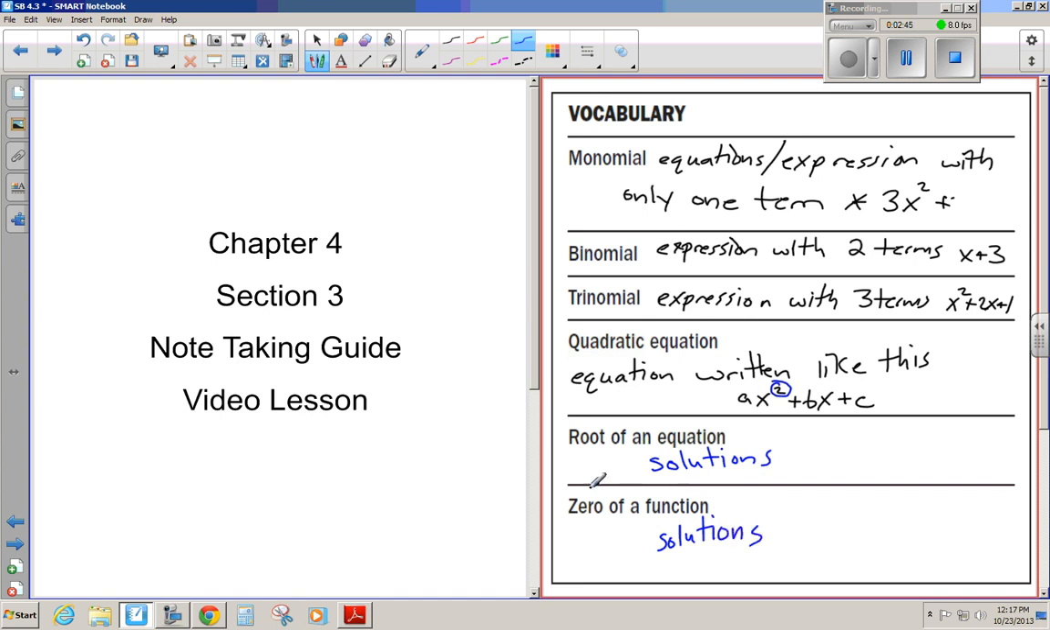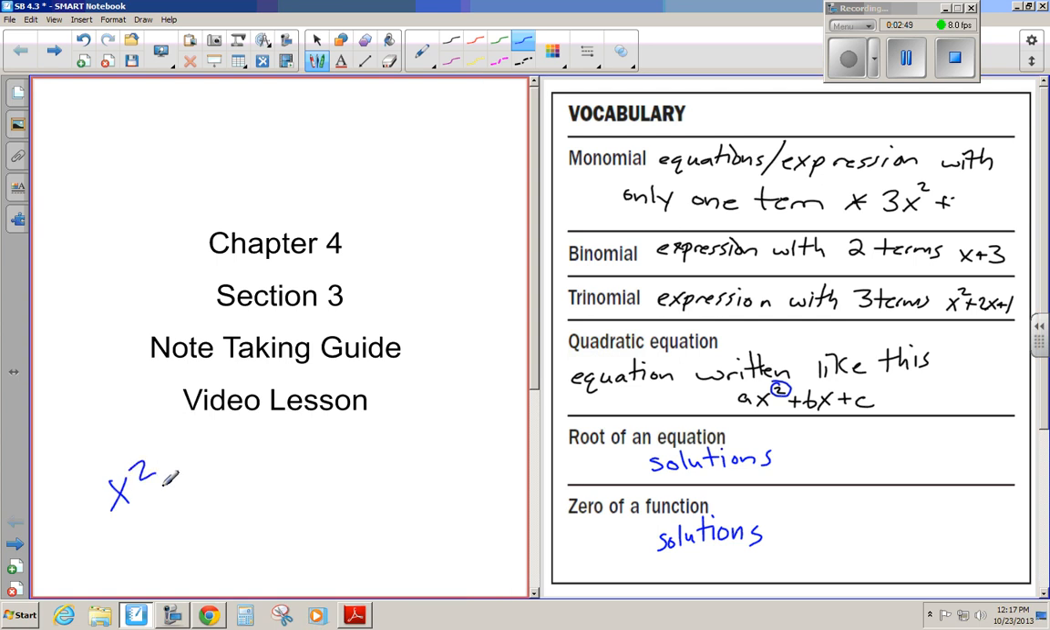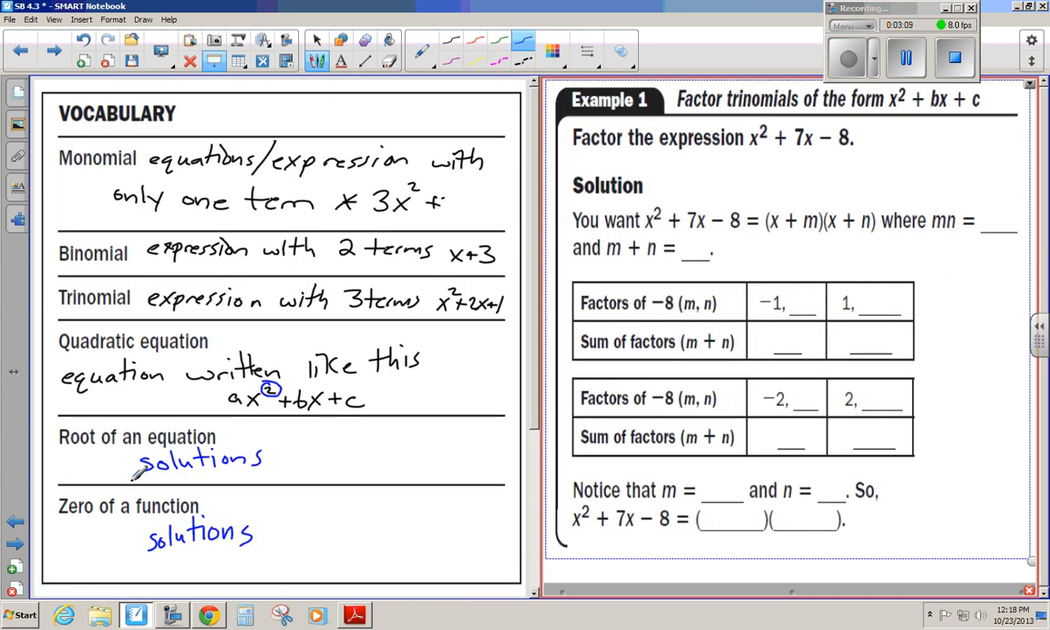All right. So what you're going to be given for this lesson is something like x squared plus 2x plus 1 equals 0. You're going to be asked, what are the roots of this function? Or what are the zeros? Or what are the solutions? It can ask you the same question many different ways, but it means the same thing. So we're going to learn by factoring.